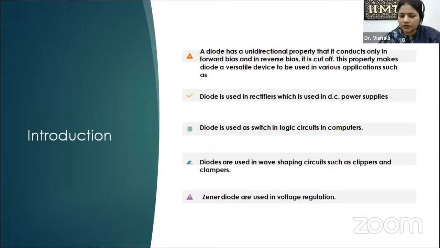So today we are going to discuss the rectifier circuit, and the diode property which is being used in the rectifier is the unidirectional property.